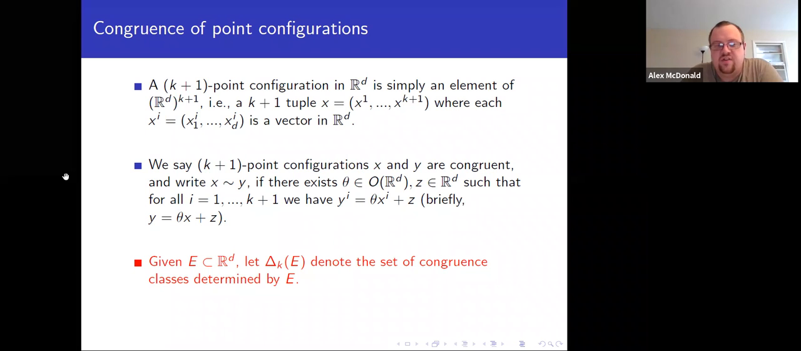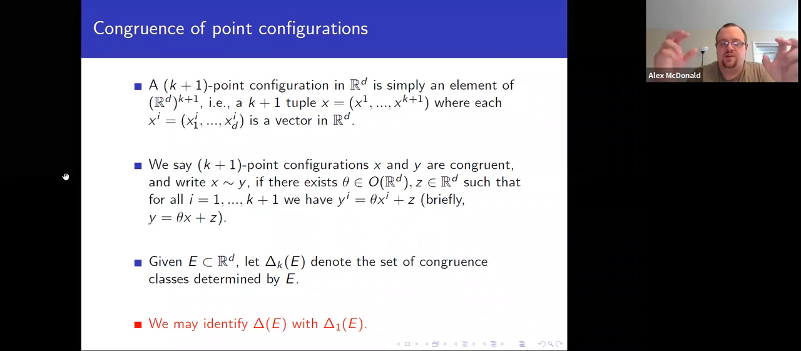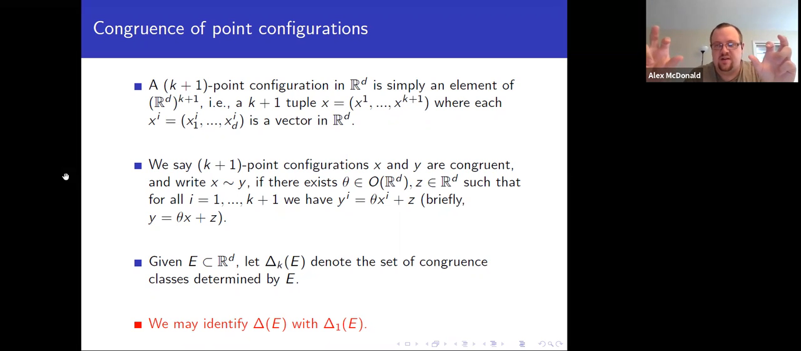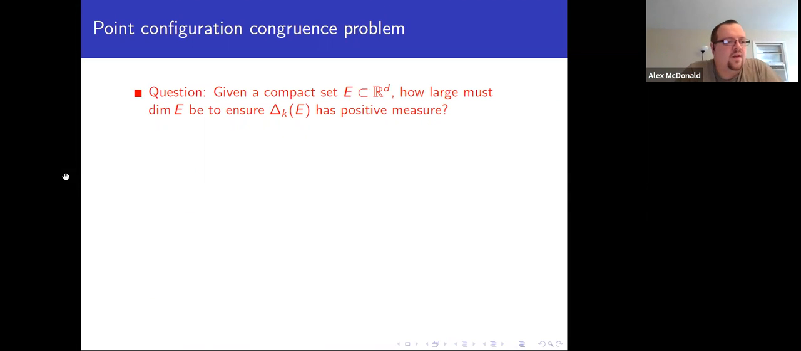And this gives us a direct generalization of the Falconer problem. We can identify the distance set with the choice of parameter k equals 1, because a distance you can view as encoding a congruence class of 2-point configurations. Two pairs of points determine the same distance if and only if you can translate two of the points together, and then you can rotate to match the other 2 points. So two-point configurations are congruent if and only if they have the same distance. So this suggests a generalization of the Falconer problem. Given a compact set E in R^d, how large must the dimension of E be to ensure that Delta_k(E) has positive measure?